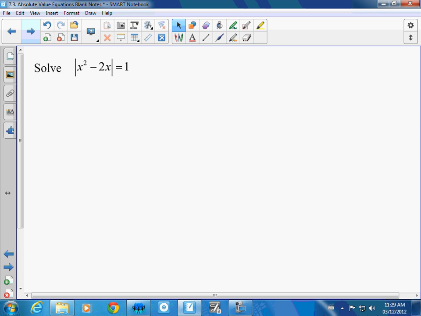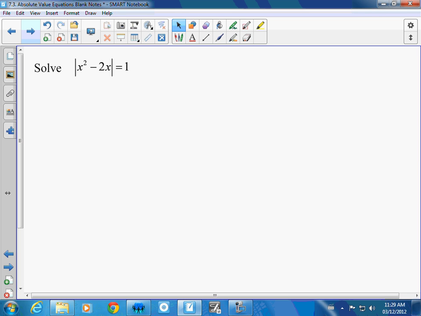What's 1 squared? 1. What's 2 times 1? 2. What's 1 minus 2? Negative 1. What's the opposite value of negative 1? Does 1 equal 1? Okay, so that's one of our solutions. It is in this case. Sometimes you'll see questions, but let's do this mathematically. You'll see in a second.